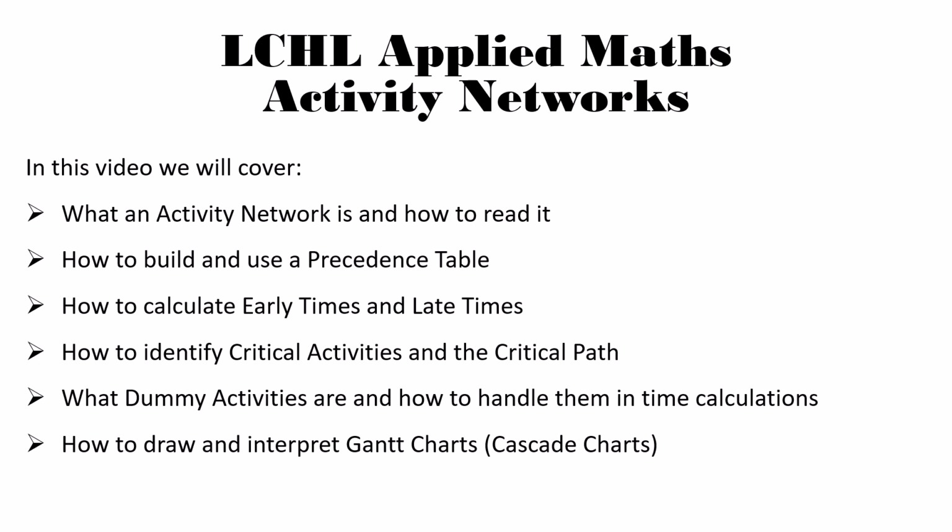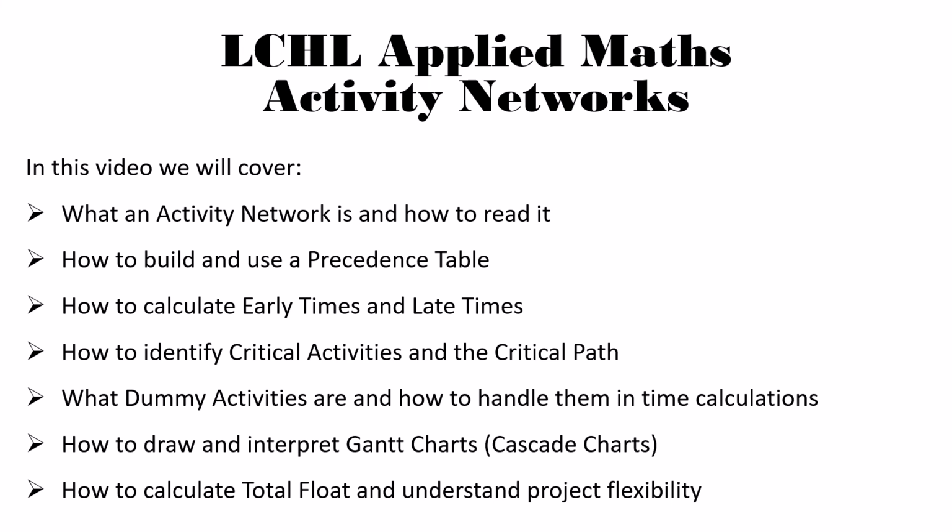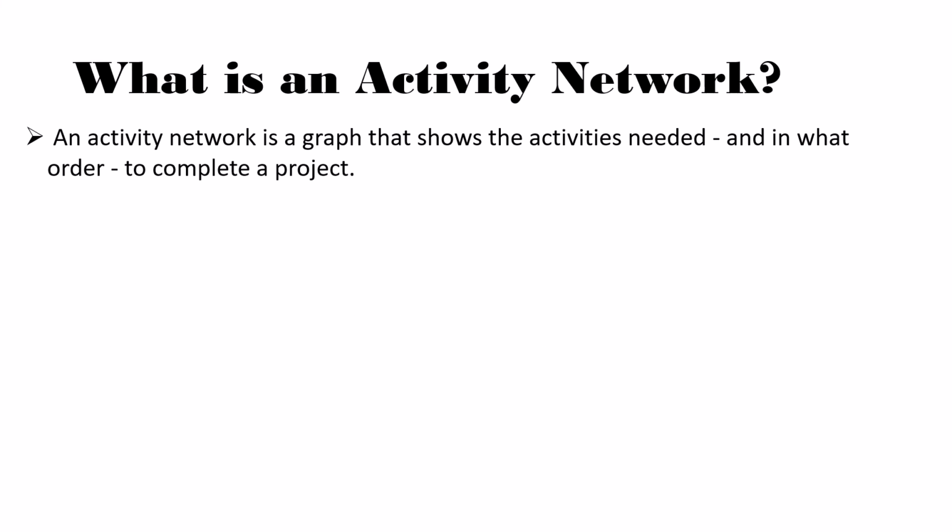And we're going to look at how to draw and interpret our Gantt charts or Cascade charts and how to calculate floats and understand project flexibility. So first off, what is an activity network?